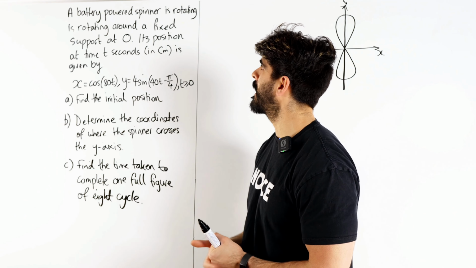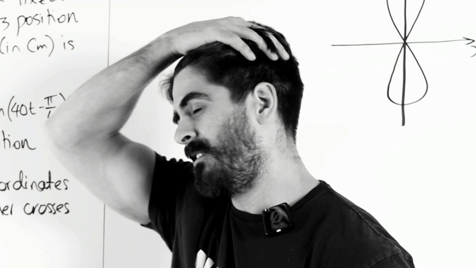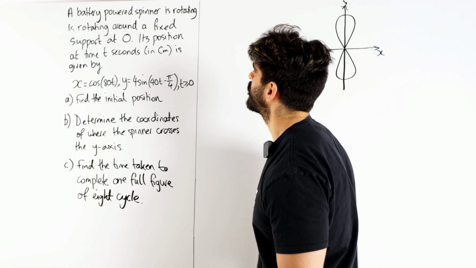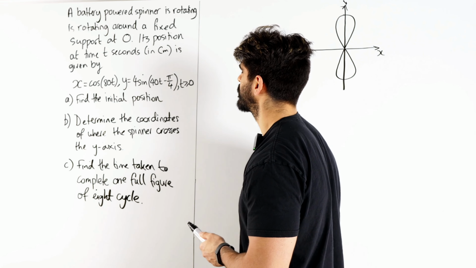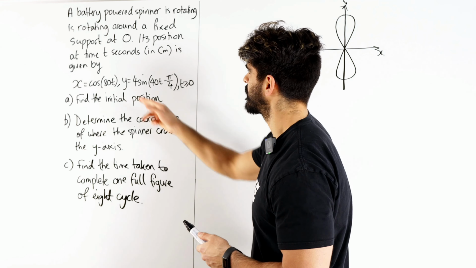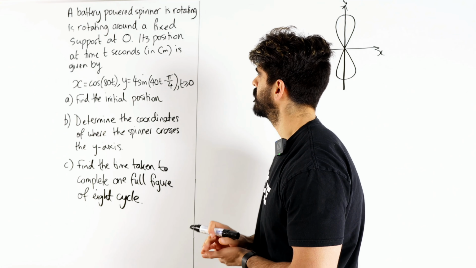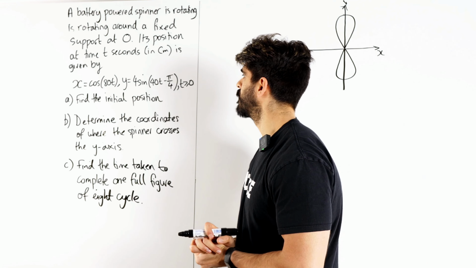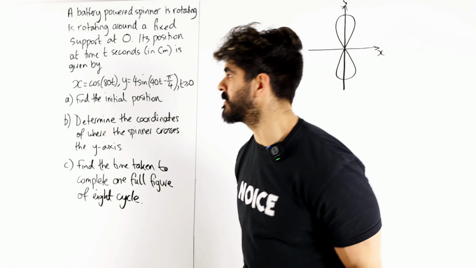It says a battery-powered spinner is rotating around a fixed support at O. Its position at time t seconds, in centimeters by the way, is given by x equals cos 80t, y equals 4 sine (40t minus pi over 4). Part A is find the initial position. Initial position meaning when t is 0.